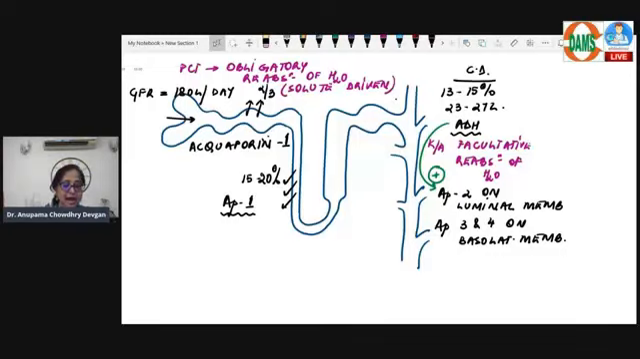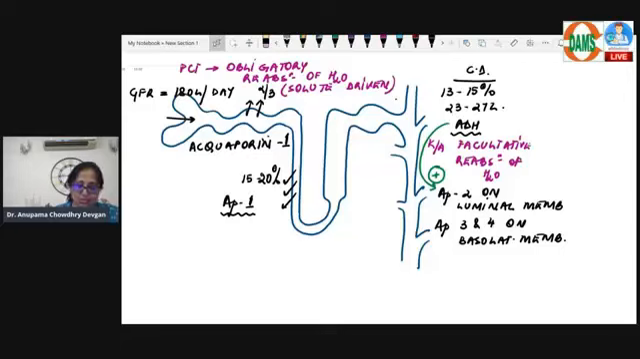ADH will increase the aquaporin 2. It does not affect aquaporin 1. It does not affect aquaporin 3 or 4. It only increases the number of aquaporin 2. No, Rohan Garg, aldosterone is involved in sodium reabsorption, not in water reabsorption. Yes, Chinmay, only aquaporin 2 under ADH. Yes, Apurva, only aquaporin 2, not aquaporin 3 and 4.